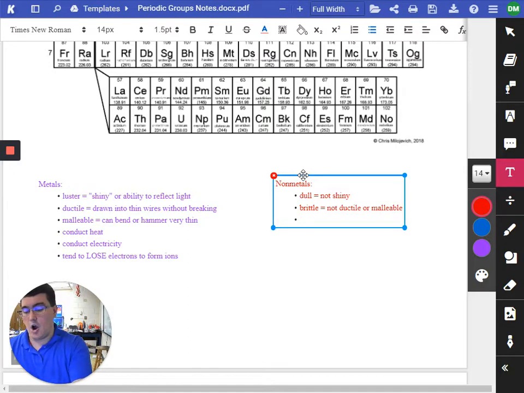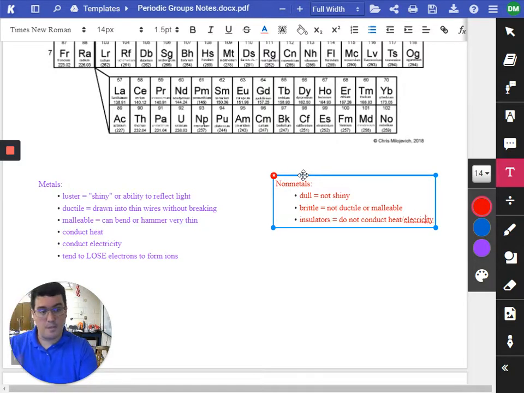And they are insulators. Most of the time in chemistry, we're more concerned with them being insulators of heat, not so much the electricity part, but we can put both. They do not conduct heat or electricity. There we go. Can I spell electricity correctly? Yes, I can. Eventually, there we go.